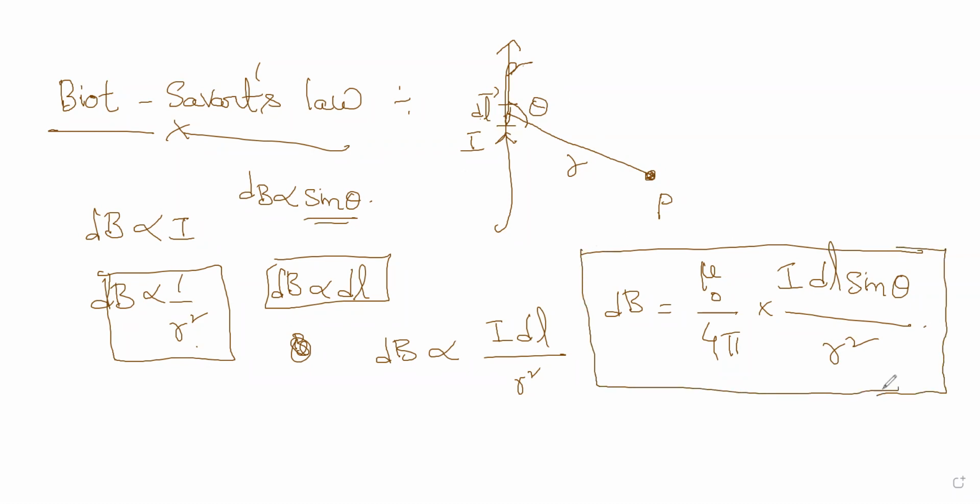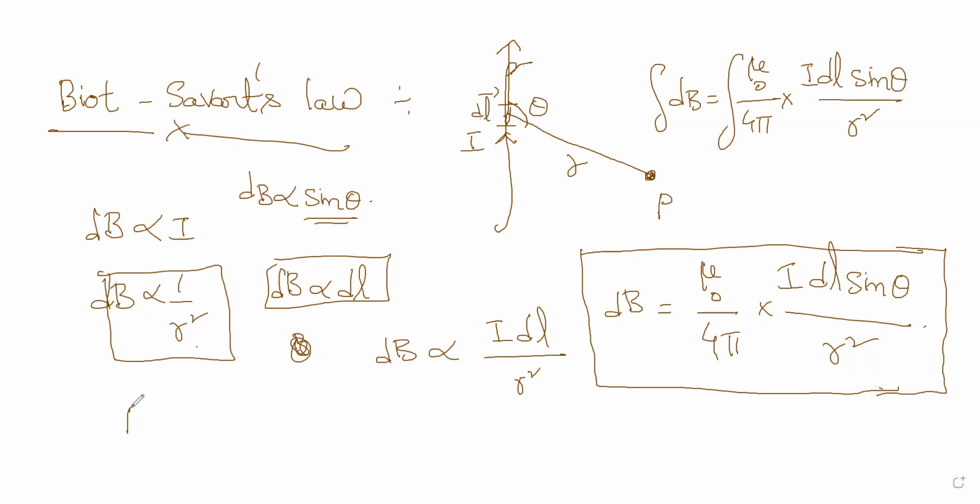To find the magnetic field produced by the entire conductor, we need to integrate on both sides. So this is the very usual thing. To get the full magnetic field, this is what you have to know: mu naught by 4 pi, I dl sine theta divided by R square. This is what you have to know.